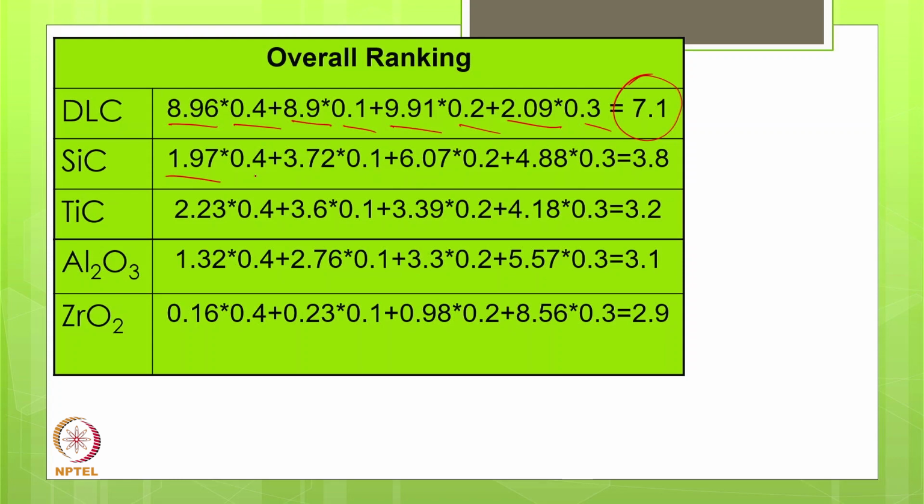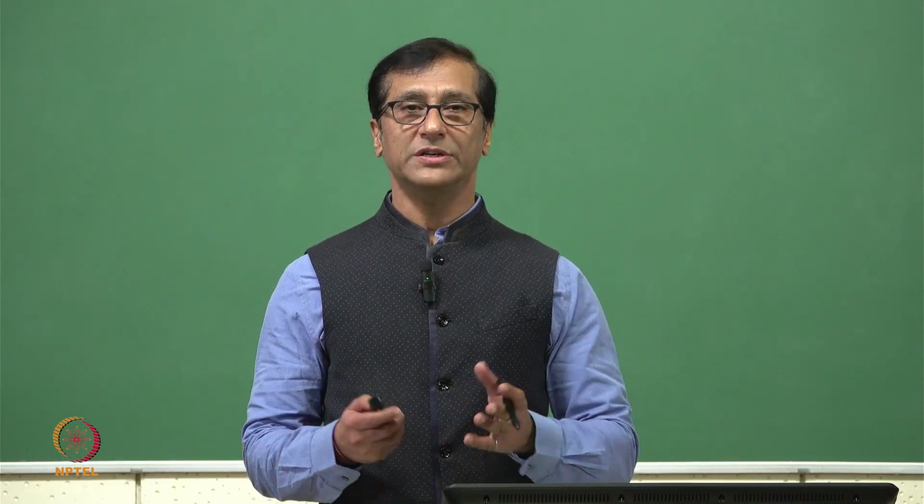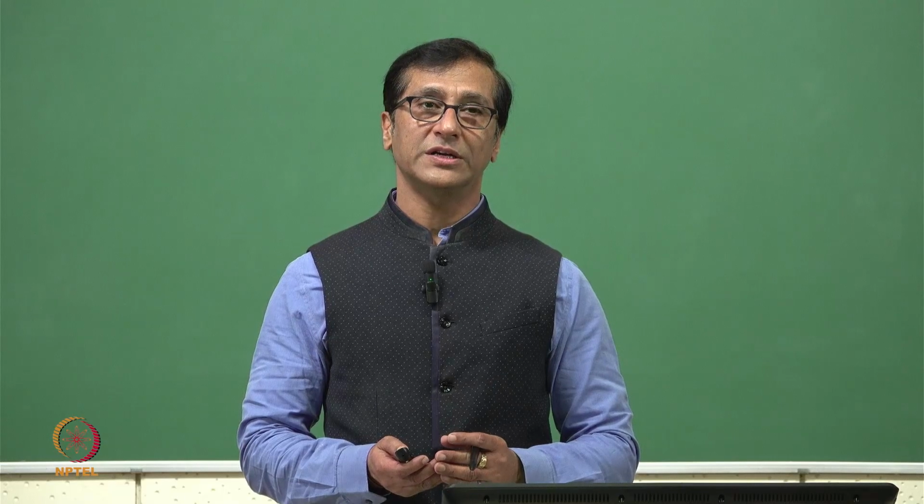For SiC it is the same thing, utility score times the weighting factor. You can see here all are 0.4s. In this case, the second parameter is 0.1, the third parameter 0.2, and the cost is 0.3. Based on that we get 1.1, 3.8, 3.2, 3.1. So here we can find this is a completely separate 7.1. Naturally this is the best material for our purpose from whatever we selected. So this kind of algorithm can be devised and we can choose the right materials.